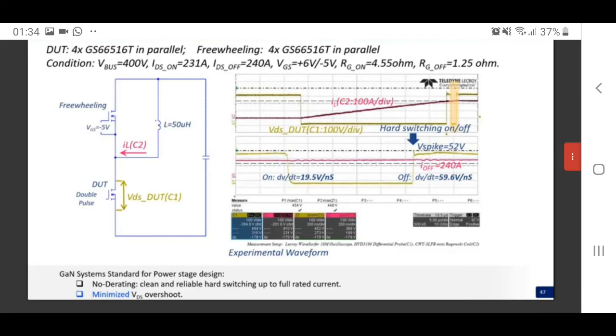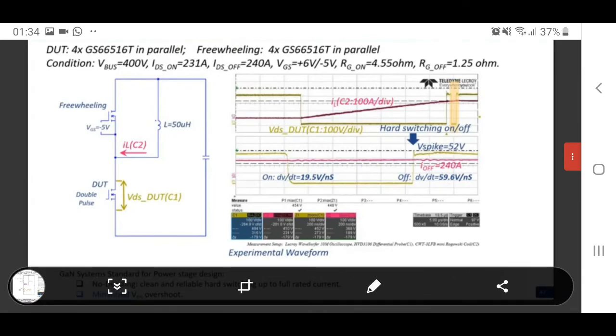Here is the waveform of 4 GaN devices in parallel and hot switched at rated current 240 amps. As you can see in the picture, the switching transition is very clean and reliable. The voltage overshoot on the rated current is only 52 volts. I hope after attending this webinar, you will feel the same way as I do. It is very easy to achieve such a design in your system with GaN devices.